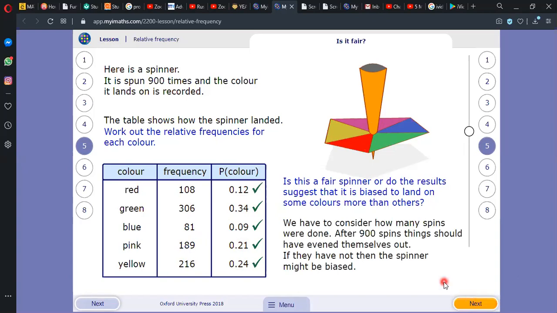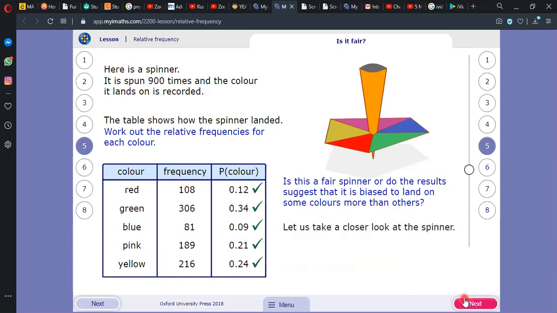We have to consider how many spins were done. After 900 spins, things should have evened out, because the more times you perform the experiment, the better the estimation of the probability. But even with 900 spins, we have values too far from each other. So if the frequencies here didn't even out, it implies that the spinner might be biased.